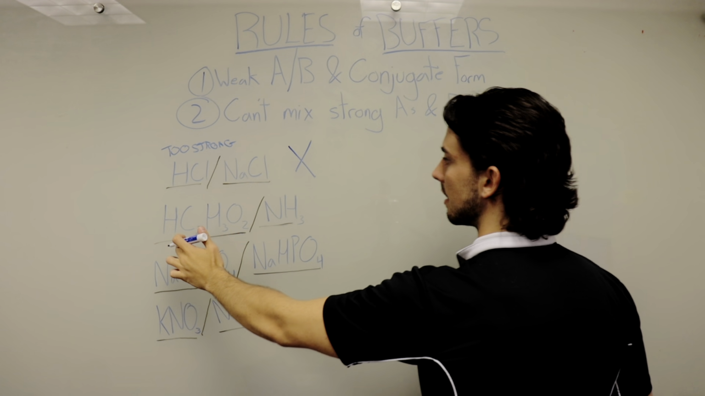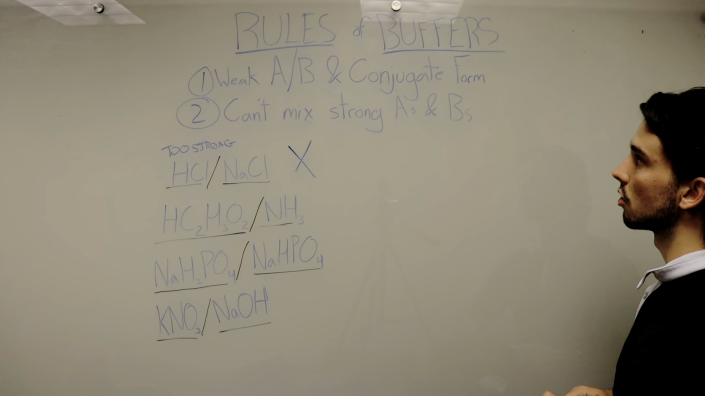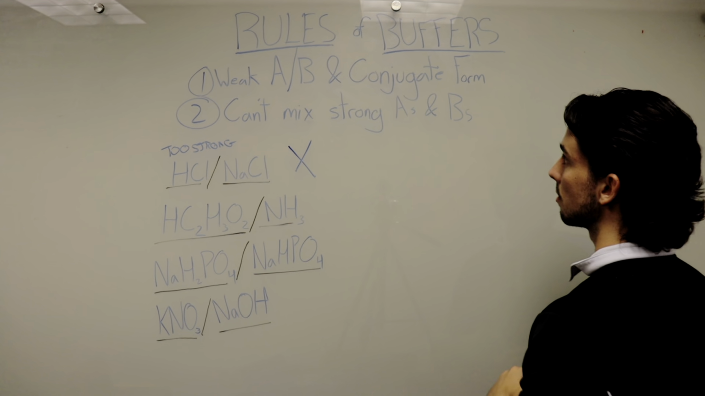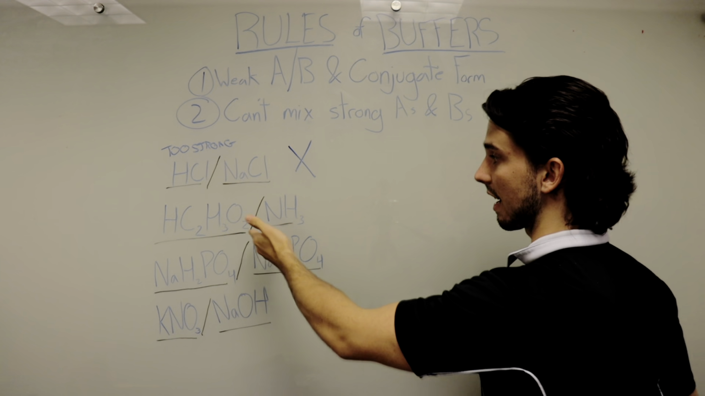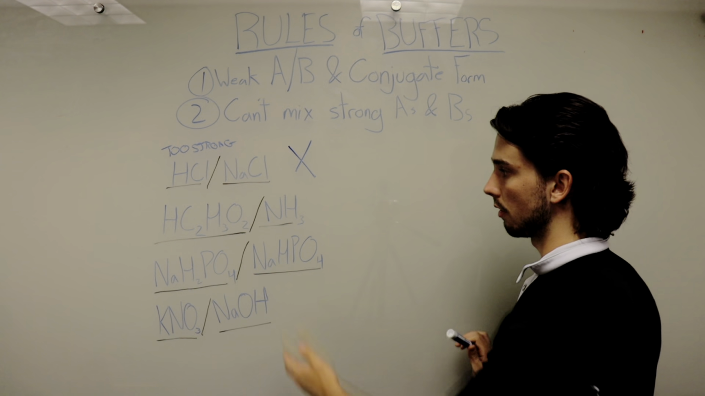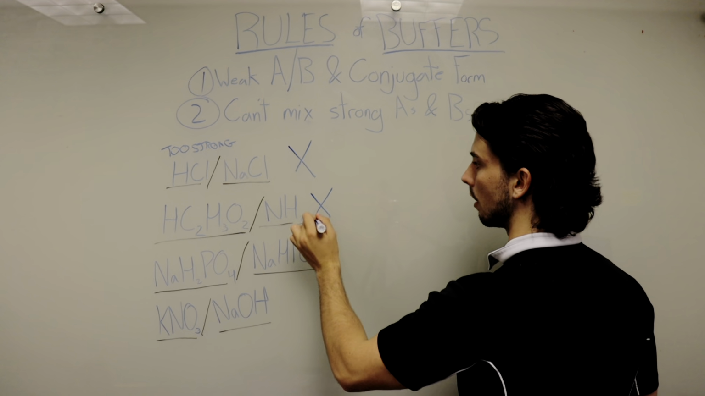Now let's look at acetic acid and ammonia. Well, are they both weak? Sure. They're not super strong acids or bases. However, is this the conjugate form of one another? No, these are completely different things. So these aren't going to form a buffer.